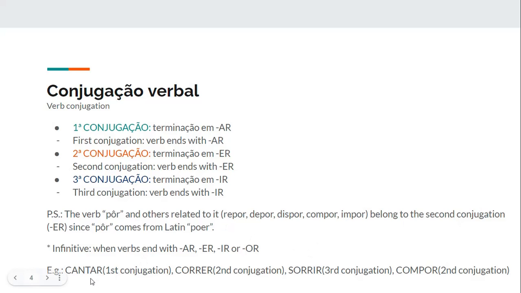So let me give you an example of it. So here I put some verbs in infinitive: cantar, to sing, correr, to run, sorrir, to smile, compor, to compose, to write a song. And then if we were to classify them, cantar belongs to the first conjugation, because cantar ends with ar. Correr, second, because it ends with er. Sorrir, third conjugation, verbs that end with ir. And compor, it's from the second according to this rule here.